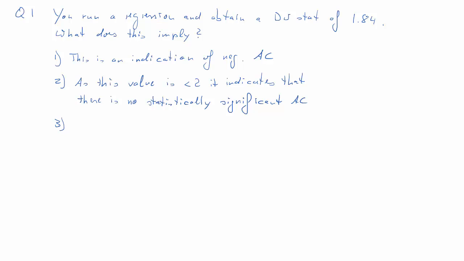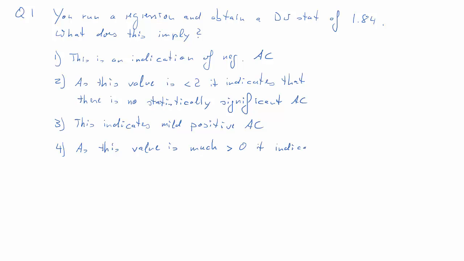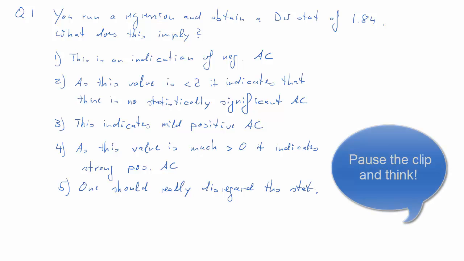Third, this indicates mild positive autocorrelation. Fourth, as this value is much larger than 0, this indicates strong positive autocorrelation. And lastly, one really shouldn't look at the Durbin-Watson statistic; one should disregard this. So pause the clip and think.